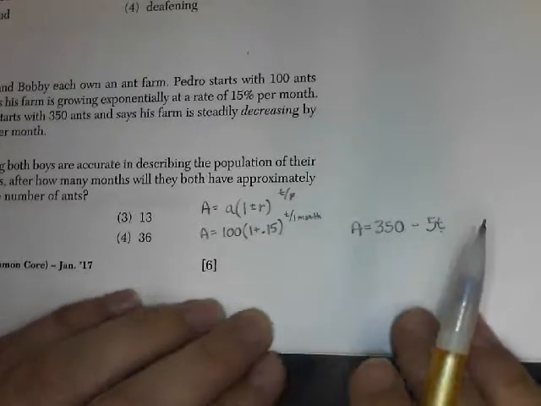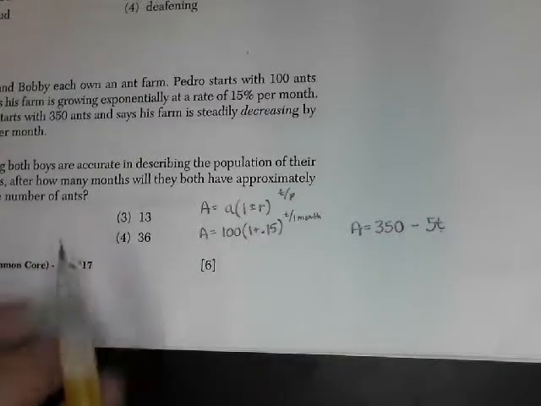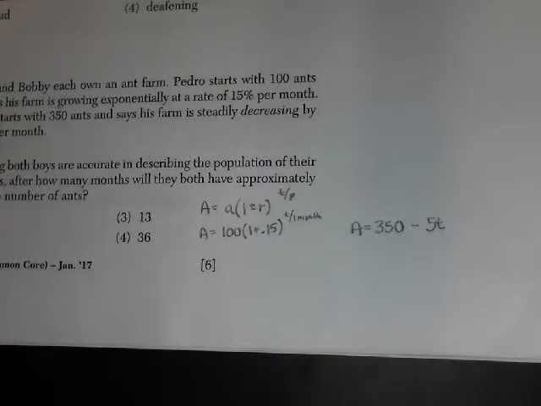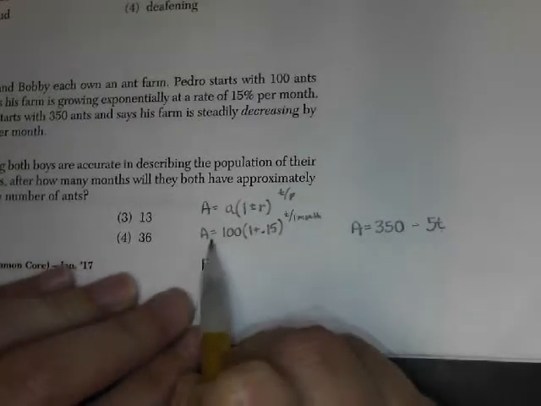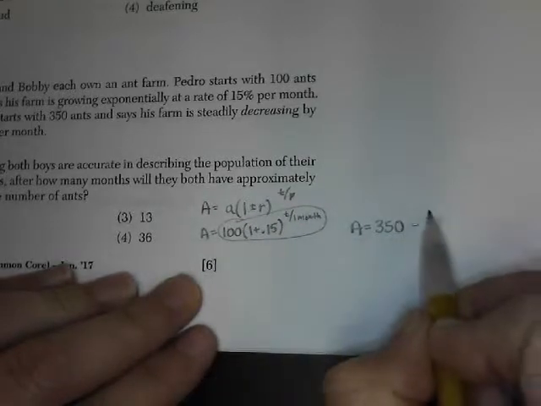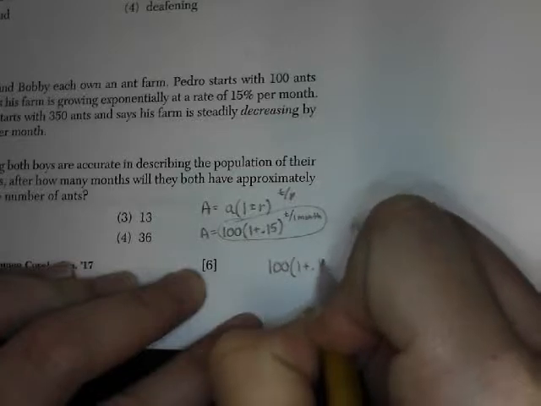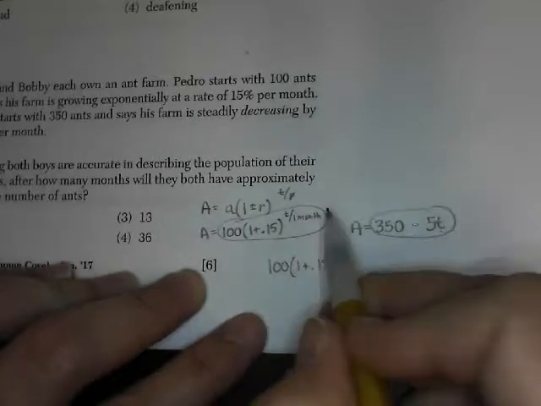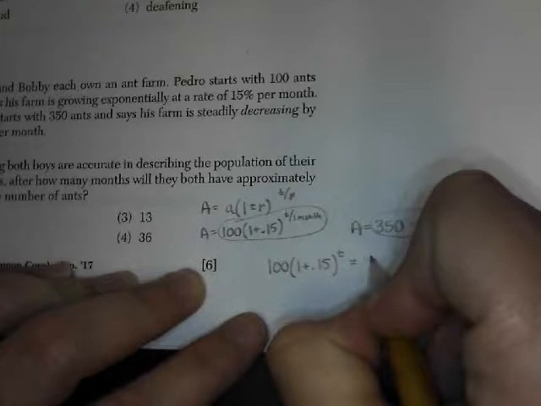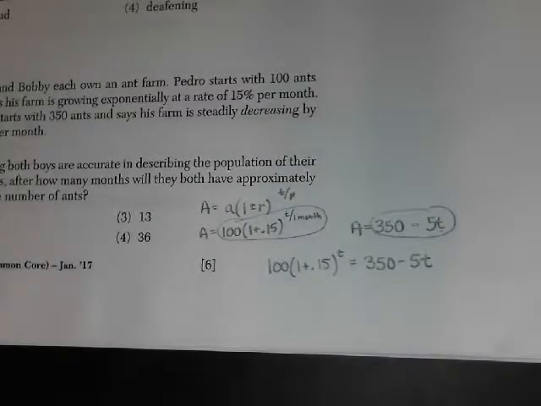So assuming both boys are accurate in describing their ant farm, after how many months will they both have approximately the same number? So we're looking for their final amounts to be the same. So we're going to take this and set it equal to this. We don't need that over 1 anymore. We got it. Now, we don't know how to solve this, unfortunately. It's an exponential on one side and a linear on the other.